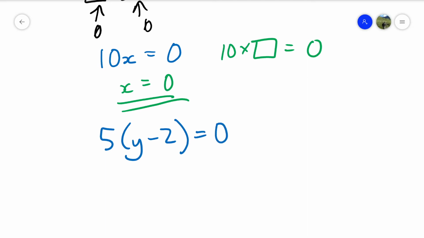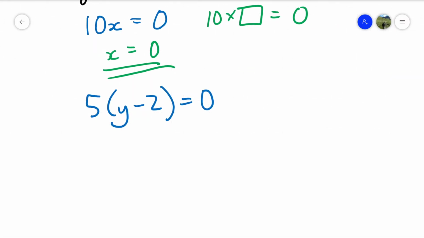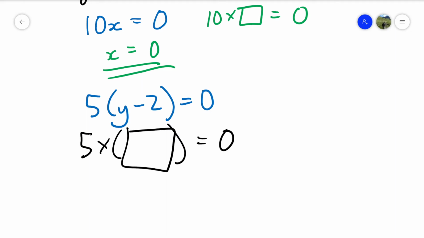There's going to be a few ways to do this one. You could multiply the brackets out, but I'm not going to cover that here. Let's just go straight in with, this is 5 times something equals 0. So this something has got to be equal to 0. That means that y minus 2 is 0, so y must be 2, because 2 minus 2 is 0. Are we okay with that?